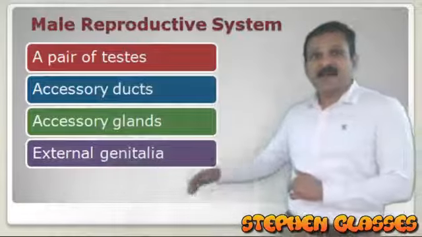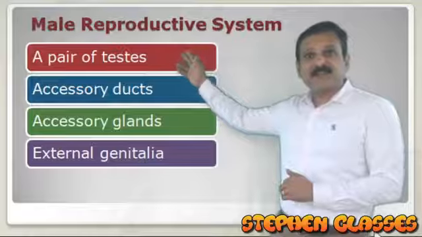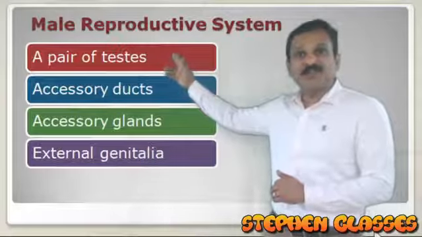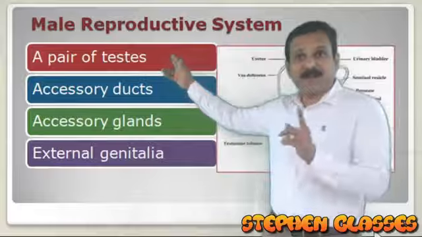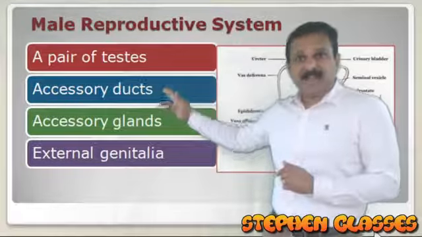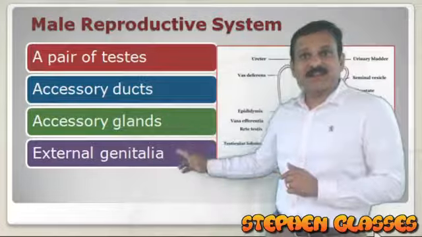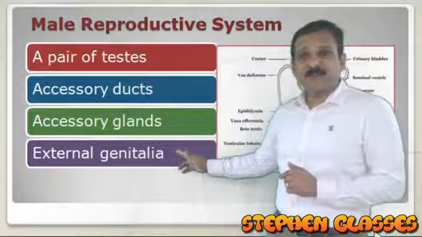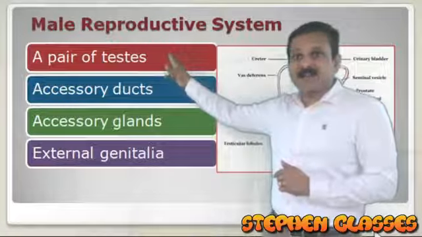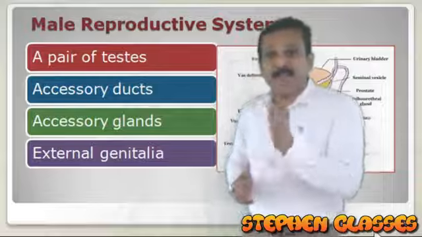The different parts are, there will be a pair of testes. This pair of testes is located in the pelvic region, in the pelvic portion of the male. Then there will be accessory ducts, accessory glands, and also external genitalia. So I repeat, a pair of testes located in the pelvic region. They are the primary reproductive organs in the case of male.